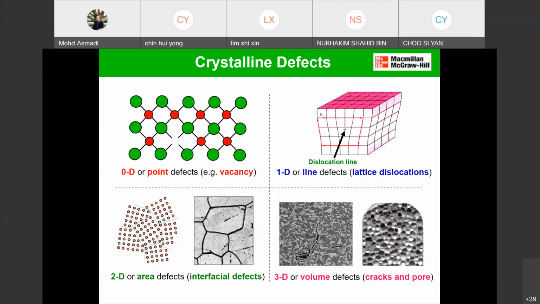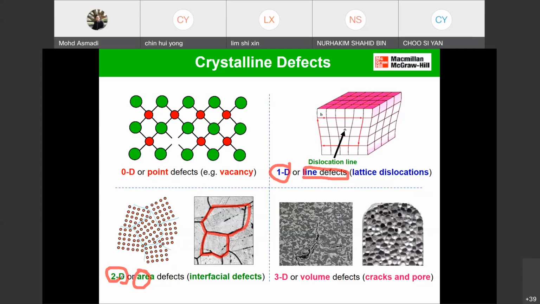And then 2D is area or interfacial defects. Look here, this is an image taken maybe with an SEM or TEM. These are area defects. That's why one line is 1D, area is 2D, because we can see it in a 2D image. And then the last one is 3D volume defects, like a crack or pore, which we can see with our eyes, even on the floor. You can see this crack or pore.